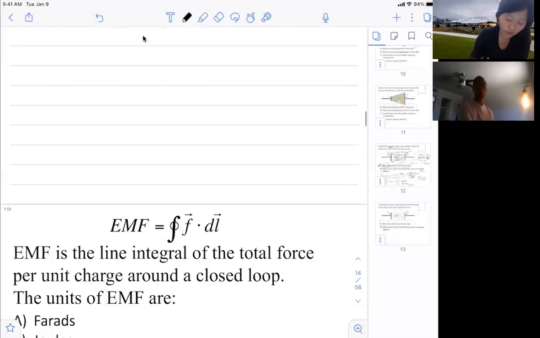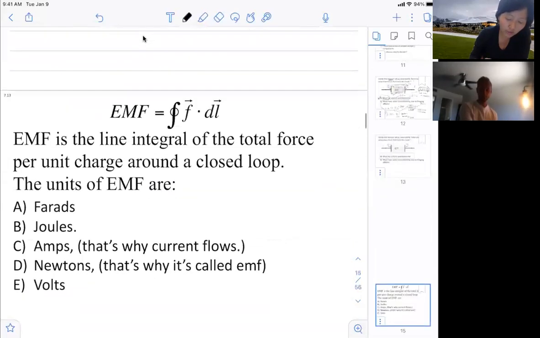So what is the unit for such an electromotive force, which is described to be the total force per unit charge around the closed loop, right? This is force per unit charge, the line integral of that around the loop. So what is the unit of EMF? If we know the units, we will be able to figure out what physical quantity it represents.